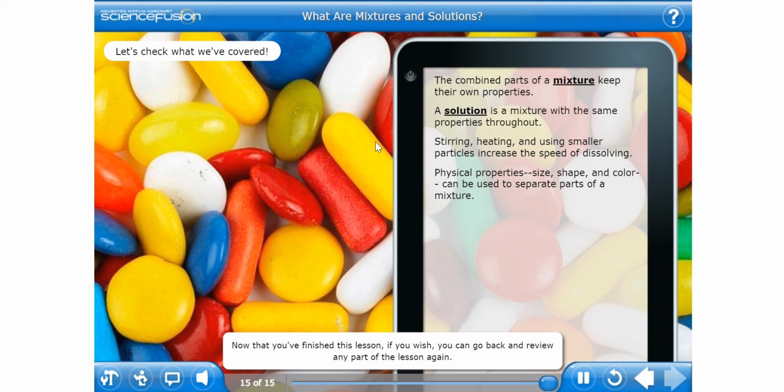Now that you've finished this lesson, if you wish, you can go back and review any part of the lesson again.